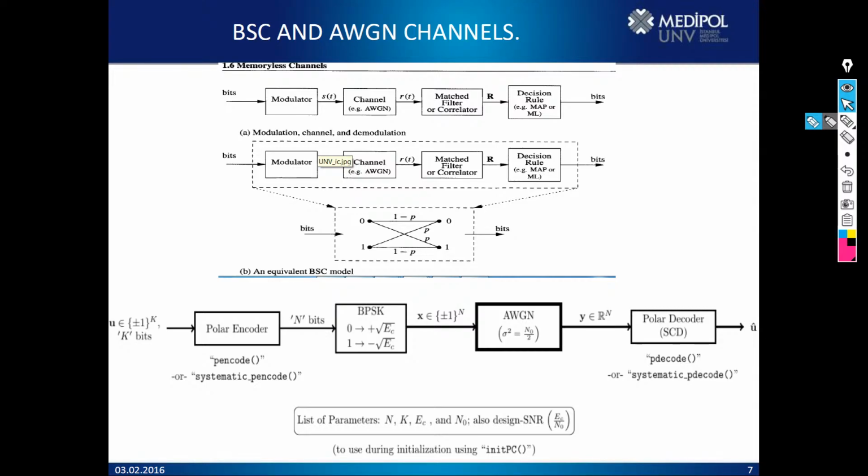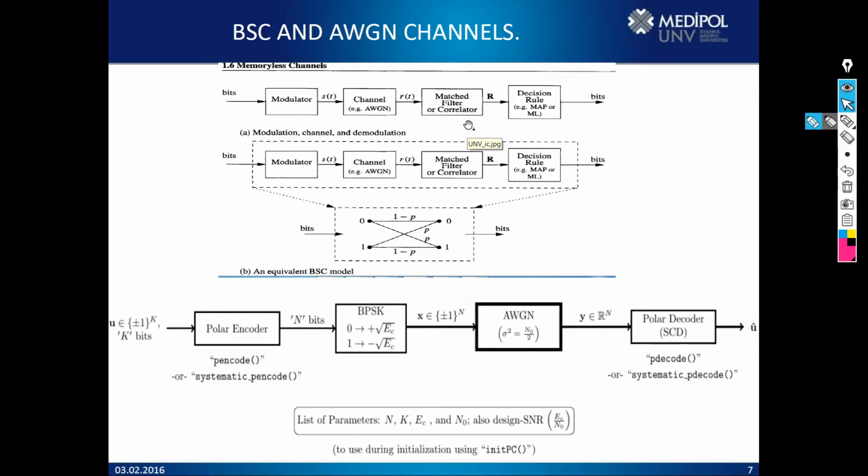So when you have the bits, you modulate them using a simple modulator, let's say BPSK, and you transmit them over an additive white Gaussian noise channel. Then at the receiver you have a matched filter in order to improve the signal to noise ratio, then a correlator, and then a decision rule, which is maximum likelihood, or MAP, maximum a posteriori. This is the maximum probability of your received signal.